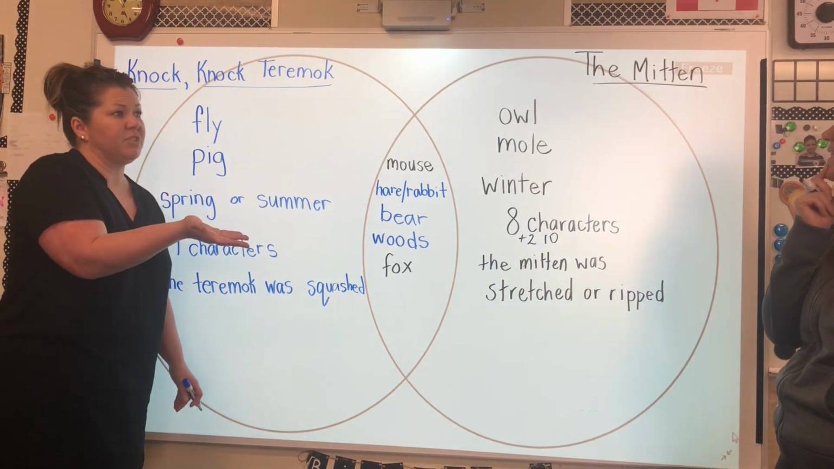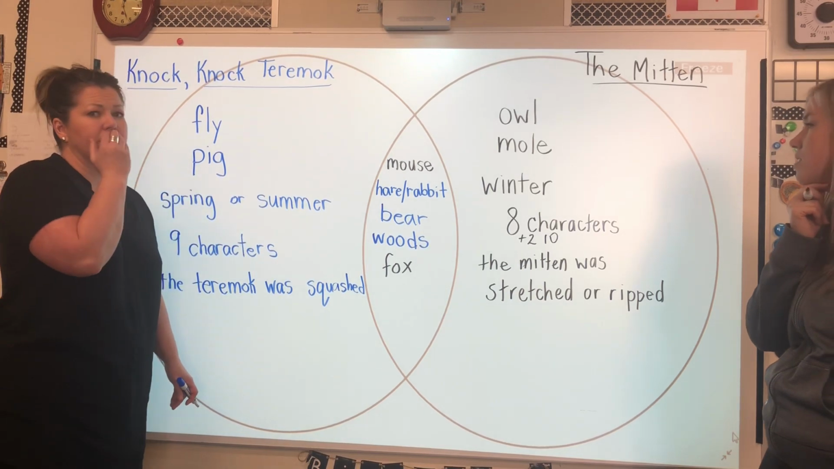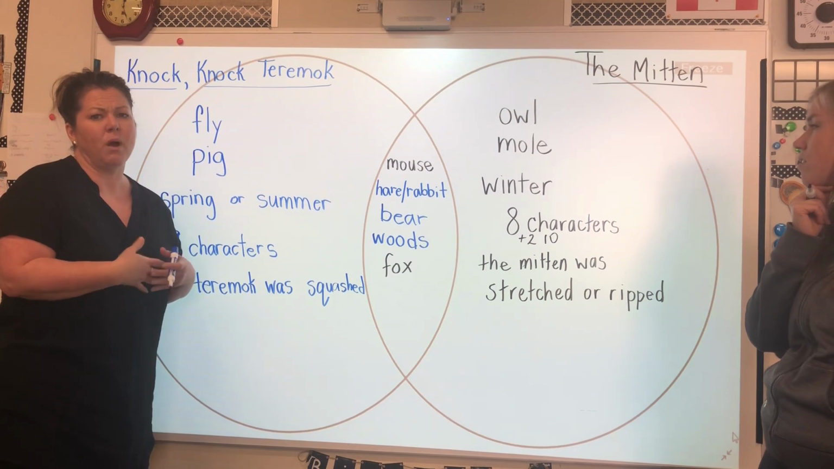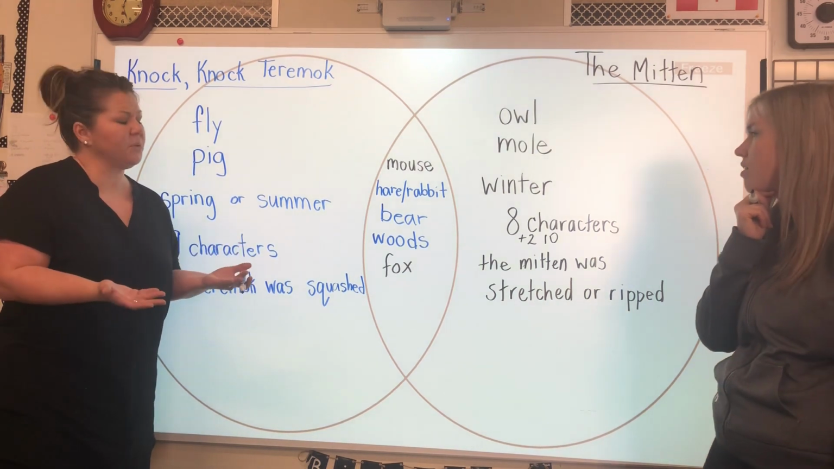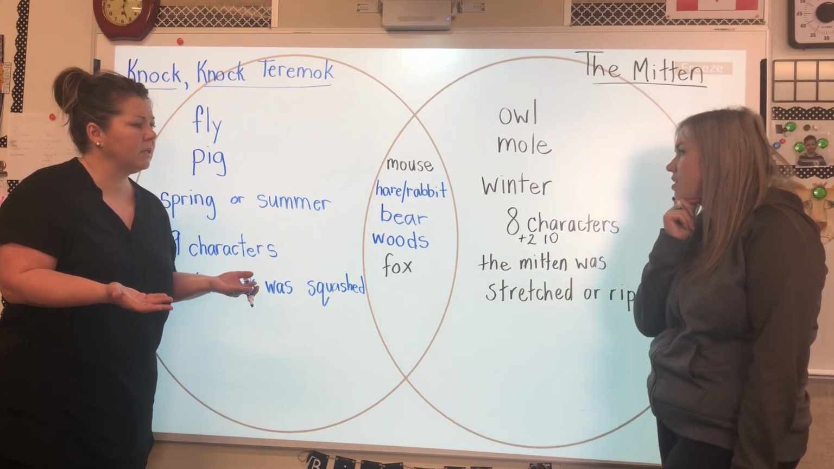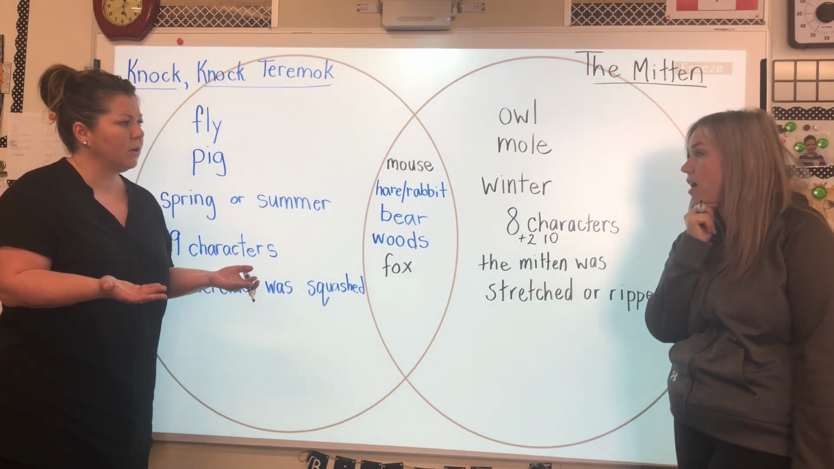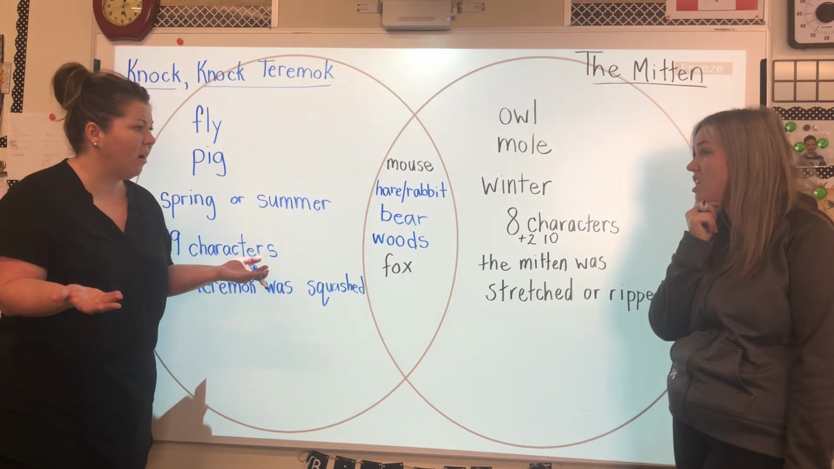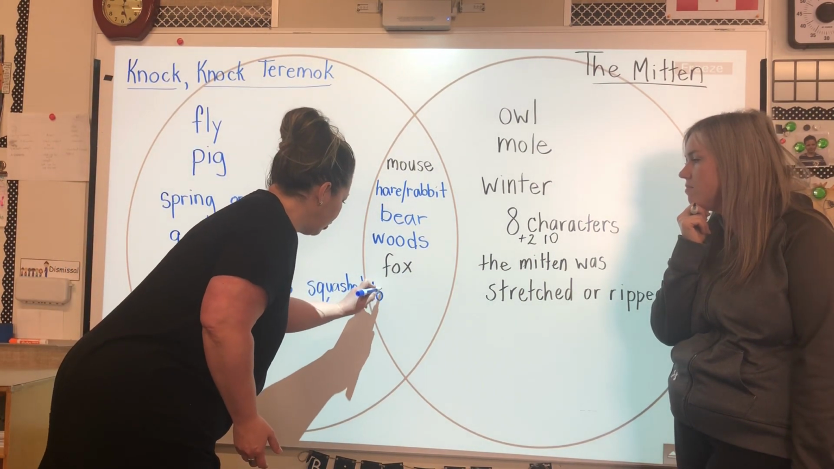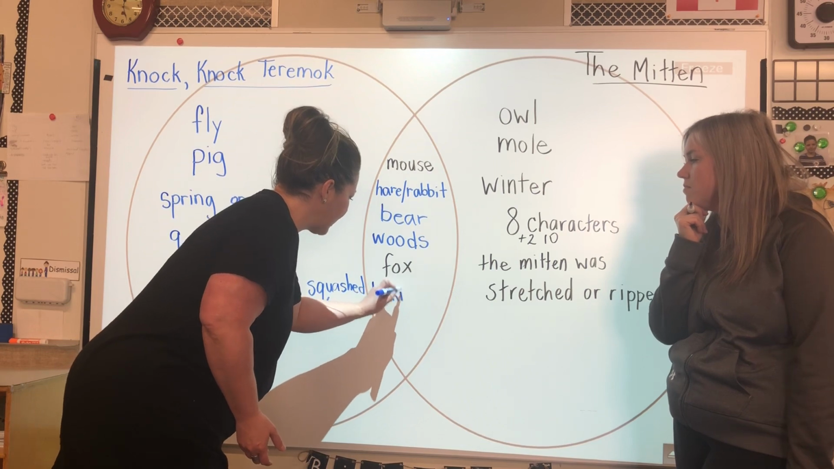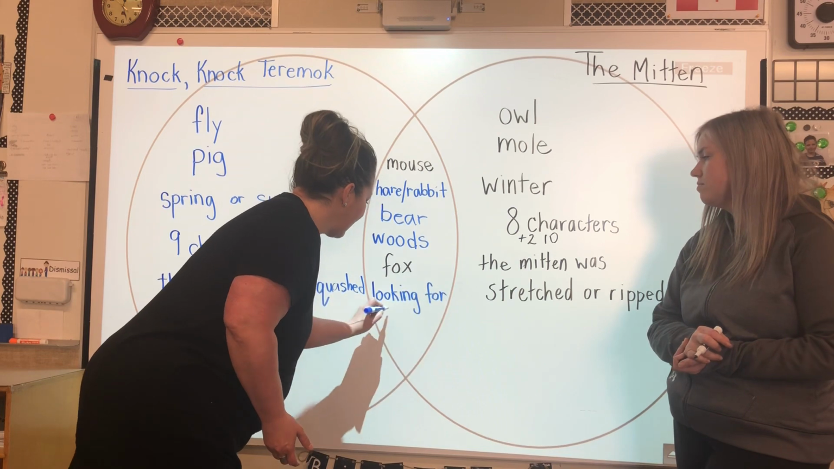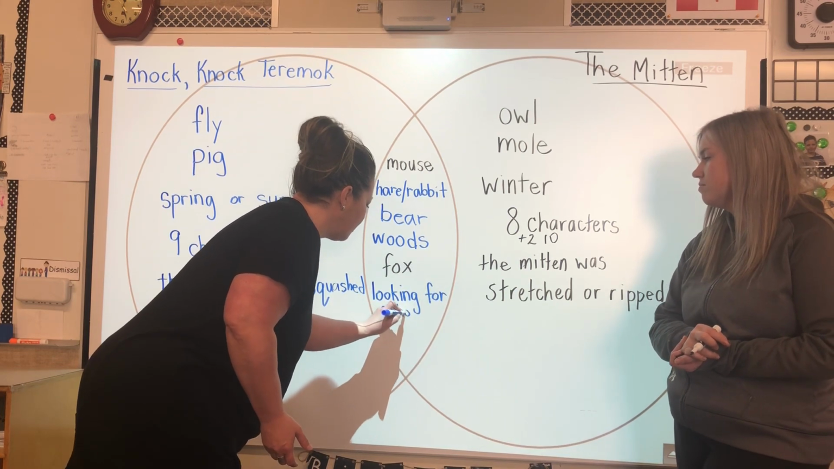Do you know what the theme of the story is? Like, what was the problem or the theme in both stories, Miss McLeod? Stories always have a problem. I think that they were all looking for a house. Yeah, they needed a home. They needed a home. So we could write that. Looking, and then I'm going to add in looking for a home.